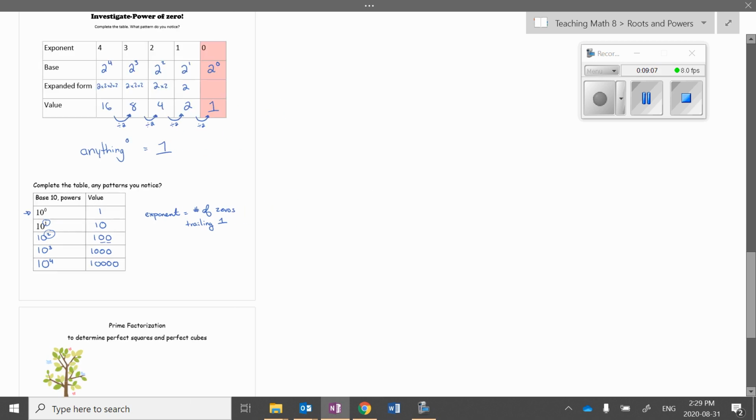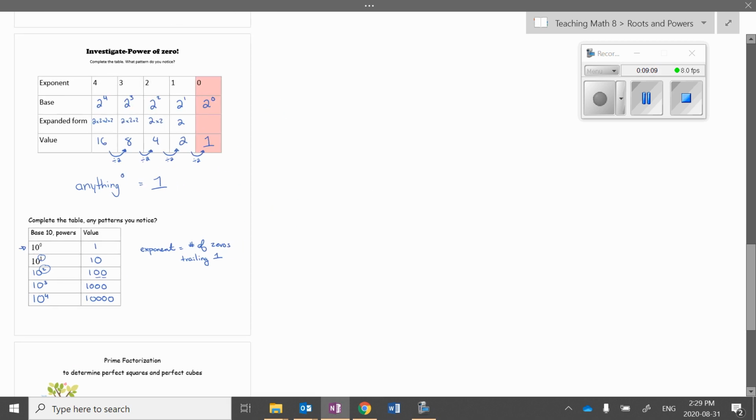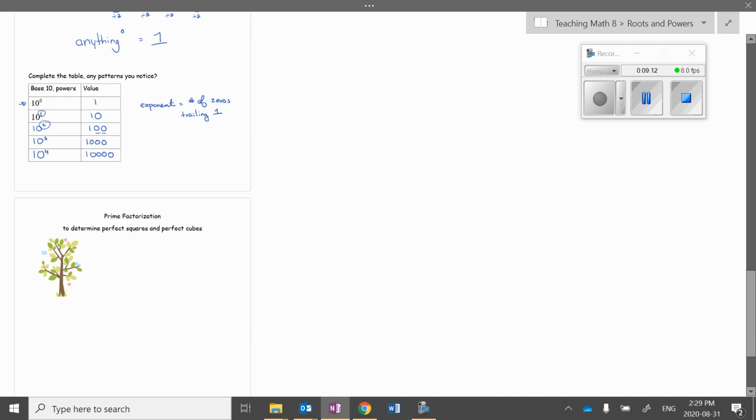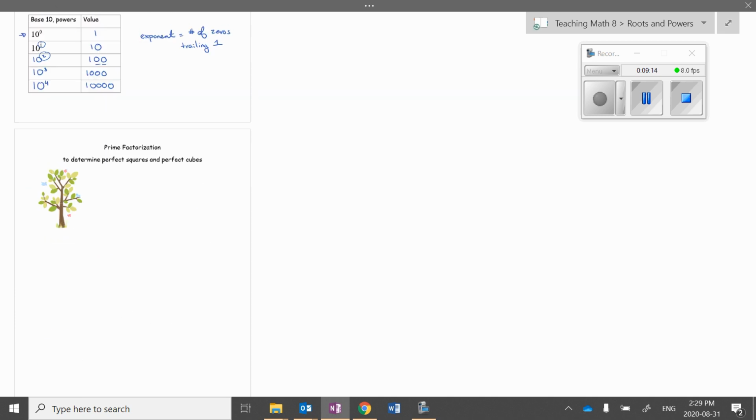These are 2 really good simple investigations that you just did. I'm going to stop there, and we will come back to prime factorization later on.